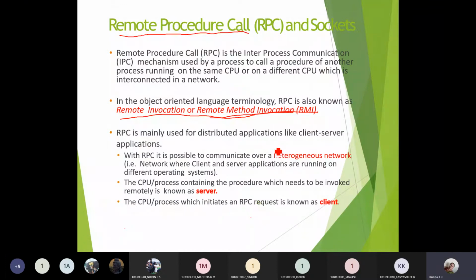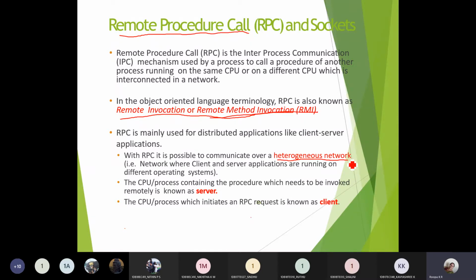So with RPC, it is possible to communicate over a heterogeneous network. I had already told you that whenever you have processes running on different CPUs, you can communicate data between the processors. In the same way, in the case of a heterogeneous network, the two CPUs you are considering, one as a client and the other as a server, can work on different operating systems.